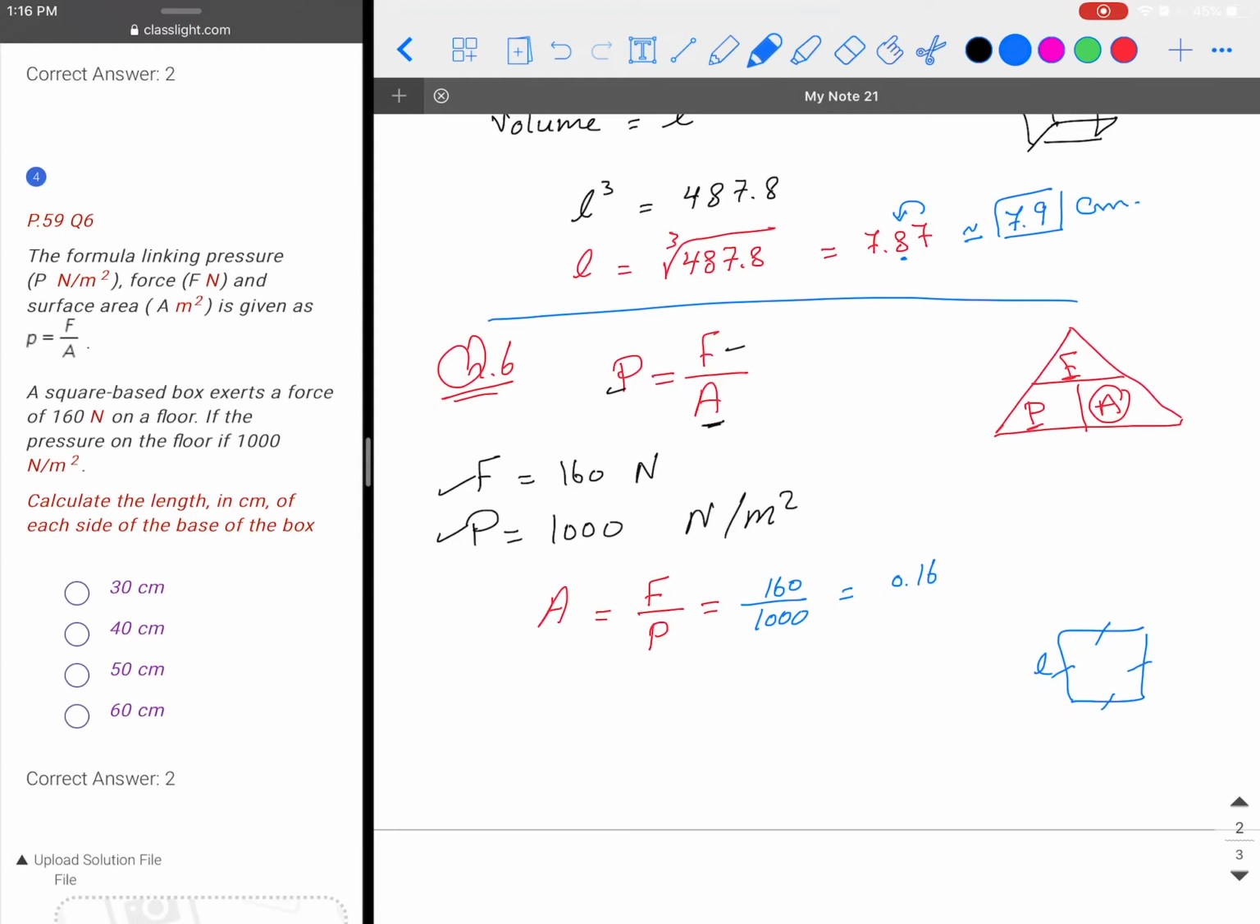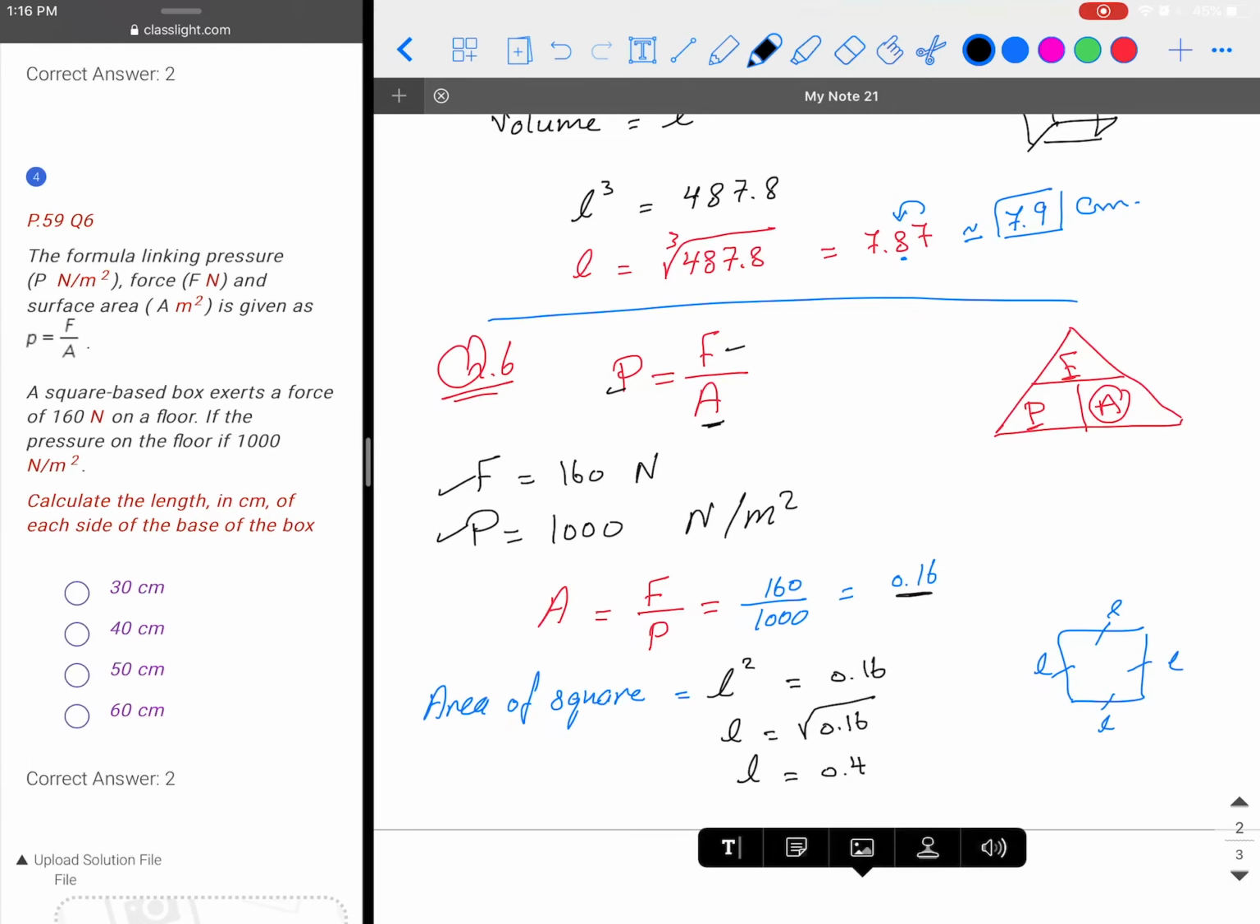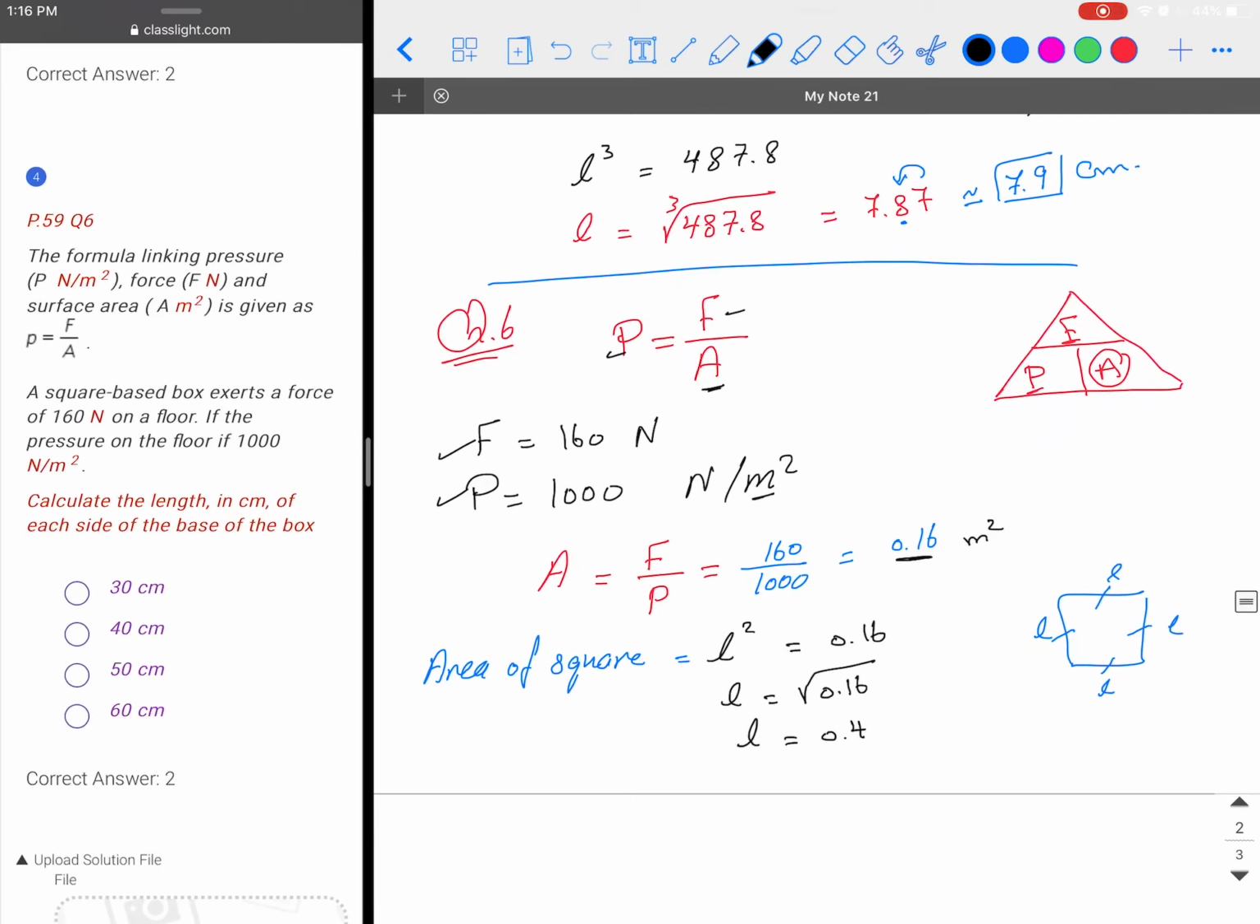If this is L, so this is L, L, and L. And to get the area of a square, its side length multiplied by itself, meaning L multiplied by L, or L^2. So this L^2 equals 0.16. If I need only one L, I'll take the square root of 0.16. So 1 L equals what? Equals 0.4. But this is in meter, of course, because this one was in meter squared, like here. I need to convert it into centimeter as he said, so I will multiply by 100, it will be 40 centimeter.